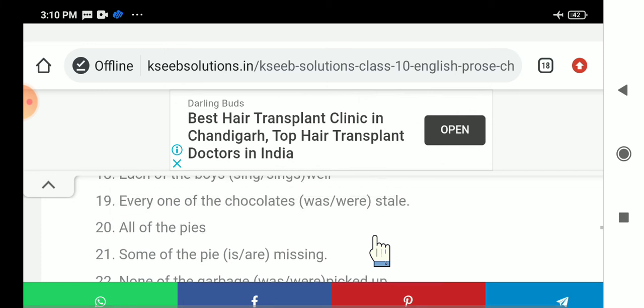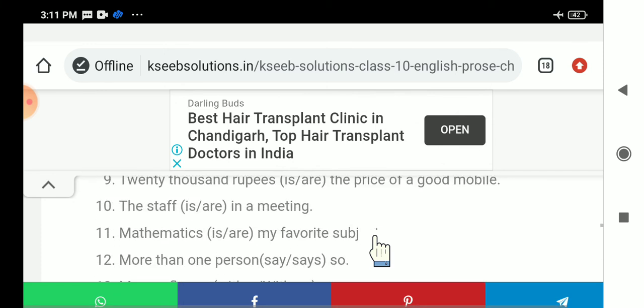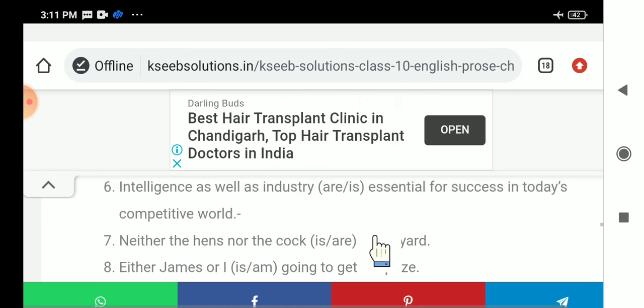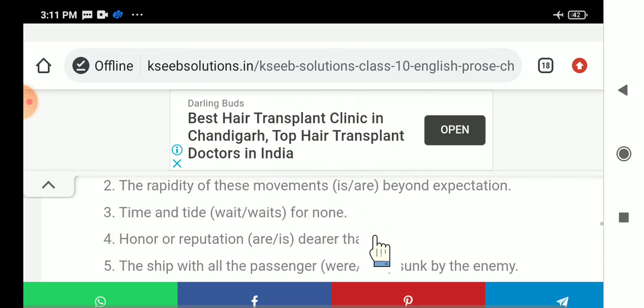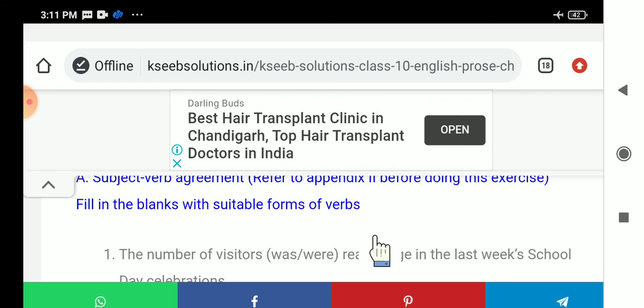So students, this is all about today's class. Here we have solved some questions related to subject and verb agreement, which are given on pages 47 and 48. In the next class, we are going to discuss another grammar portion of the same lesson.